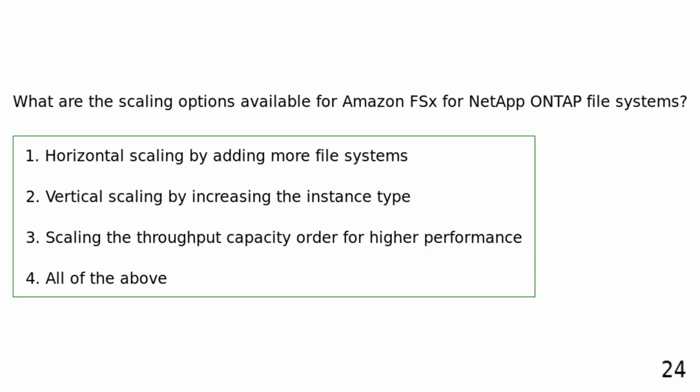What are the scaling options available for Amazon FSx for NetApp ONTAP file systems? All of the above. Horizontal scaling by adding more file systems. Vertical scaling by increasing the instance type. Scaling the throughput capacity for higher performance.